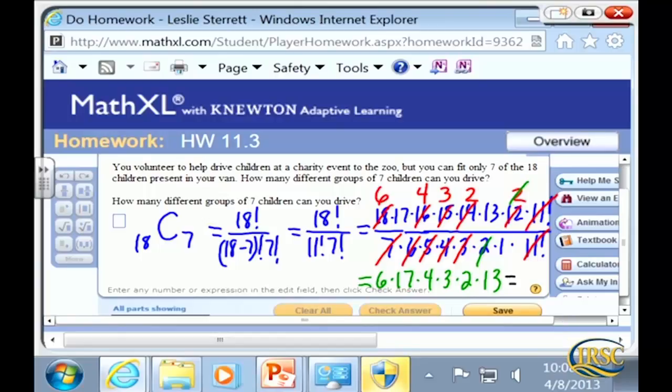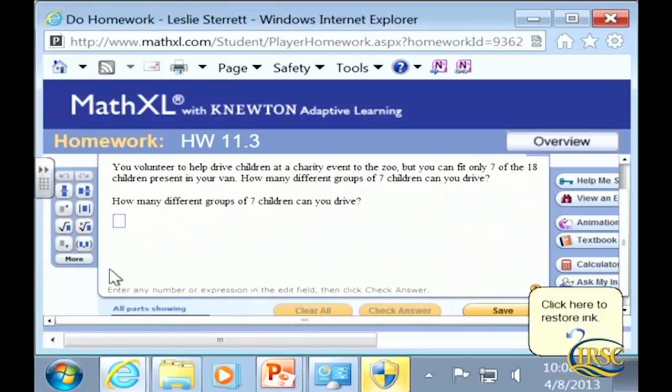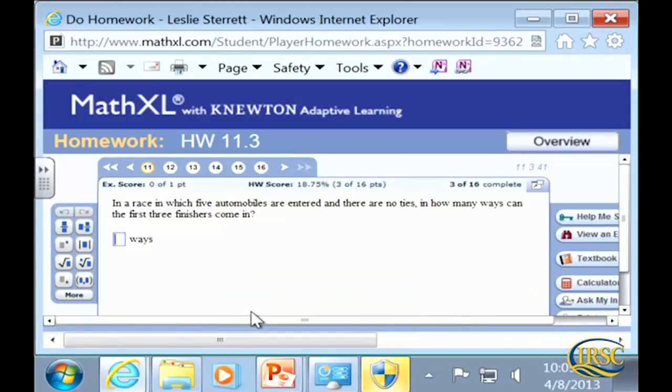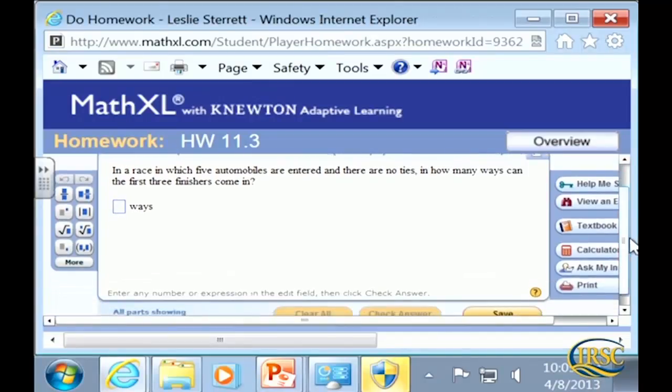So multiplying this all out, what do you get? 31,824. Does everybody agree? Okay, good. Okay, so 31,824, is that right? Did I type it in right? Fantastic. Okay, in a race in which 5 automobiles are entered and there are no ties, in how many ways can the first 3 finishers come in?